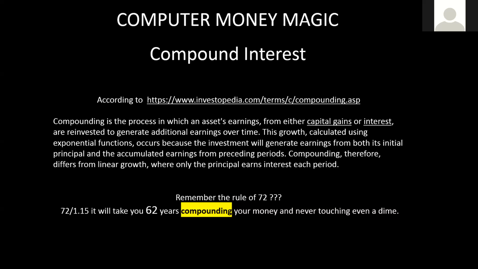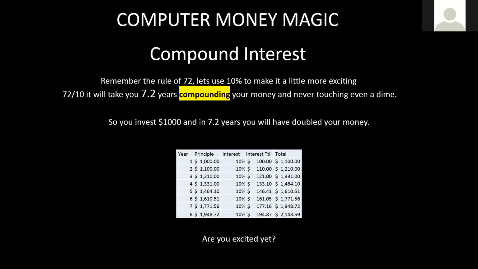So remember that Rule of 72? If we take 72 divided by 1.15, it'll take 62 years compounding your money. But you got to remember, you can't take out anything. You can't even touch a dime. So here's a chart, but instead of using 1.15%, let's use 10% to make it a little bit more exciting. So if we take 72 divided by 10, it will take you 7.2 years of compounding your money and never touching a dime in order for it to double.